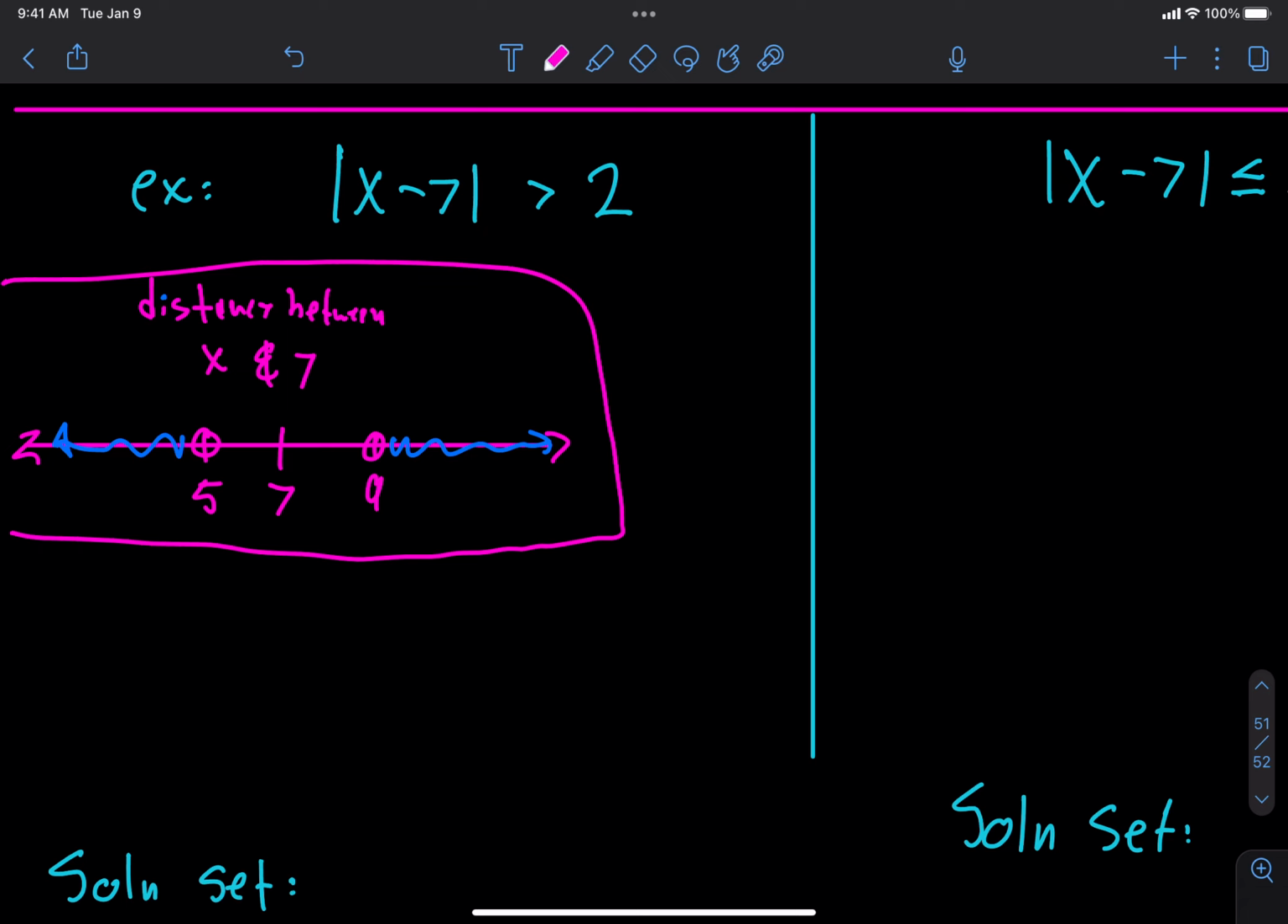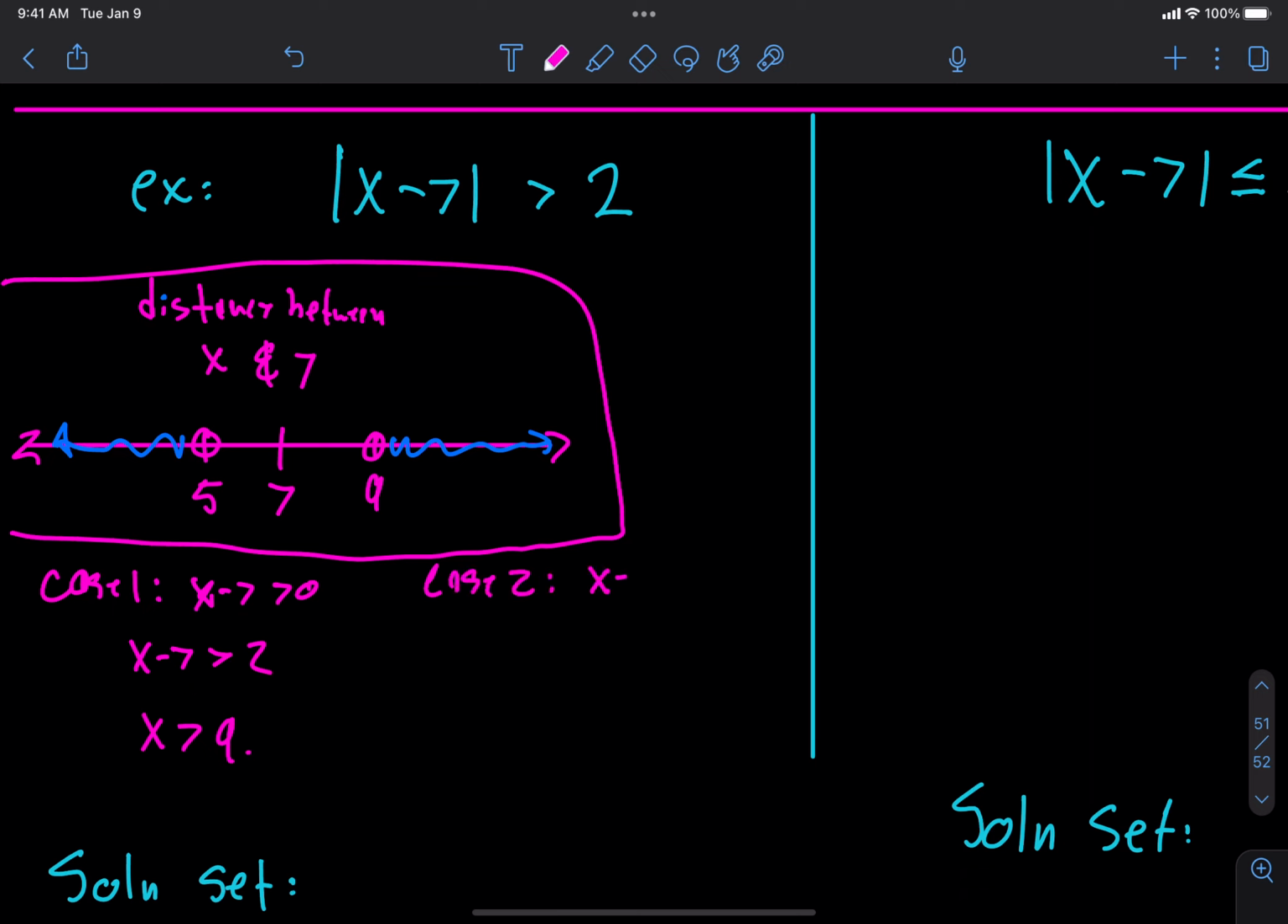Okay, so we're going to do the cases. Case 1, x minus 7 is larger than 0, in which case we just drop the absolute value and solve x minus 7 is larger than 2. We add 7 to both sides and get x is larger than 9. Case 2 is where x minus 7 is less than 0, in which case what does the absolute value sign do? It negates what is inside. So we end up with not x minus 7, but 7 minus x. And we keep larger than, not 0, it should be 2.